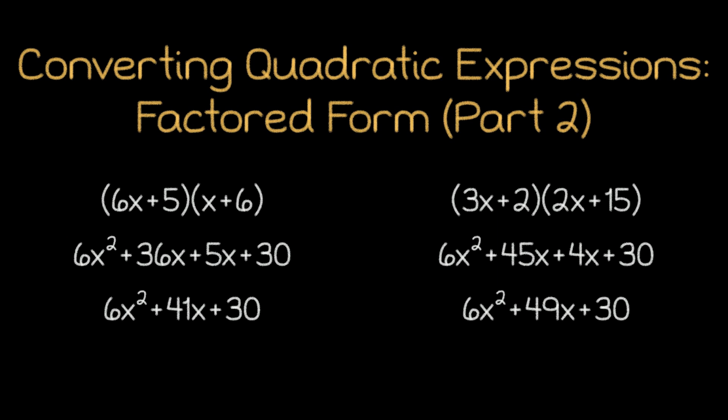For example, the standard form in both instances starts with 6x squared. But we don't know if that term was the result of 6x times x or 3x times 2x. So instead of just needing to guess at the constants in our factors, we'll also potentially need to guess at the coefficients of the linear terms.